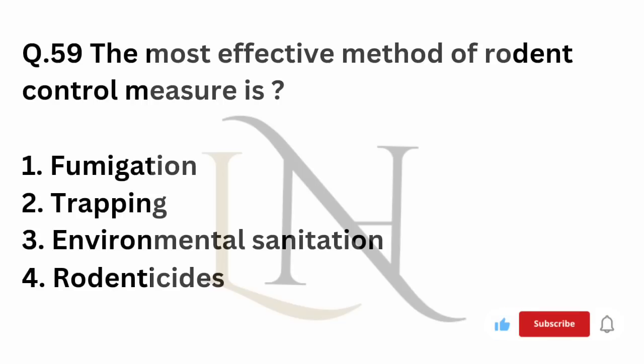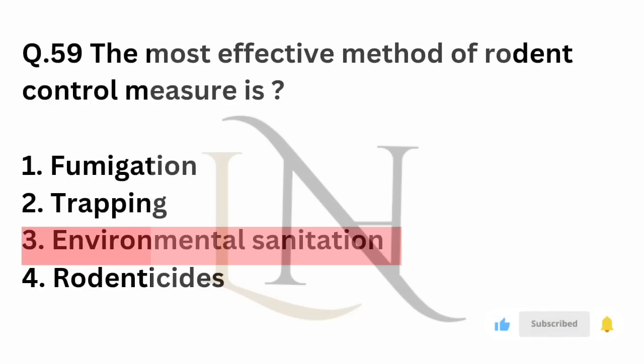The most effective method of rodent control measure is option 1, fumigation. Option 2, trapping. Option 3, environmental sanitation. Option 4, rodenticides. Answer is option 3, environmental sanitation is correct answer. Move to next MCQ.